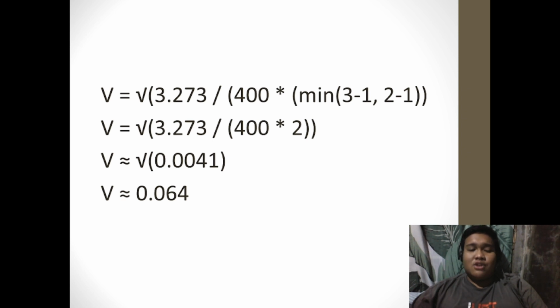0.0041. So the square root of 0.0041 is equal to 0.064. So the result is 0.064, indicating a very weak association between the type of exercise and weight loss success among the 400 individuals. So the research says that these two variables are not related to each other. So let's proceed to example 5. This is our last example.